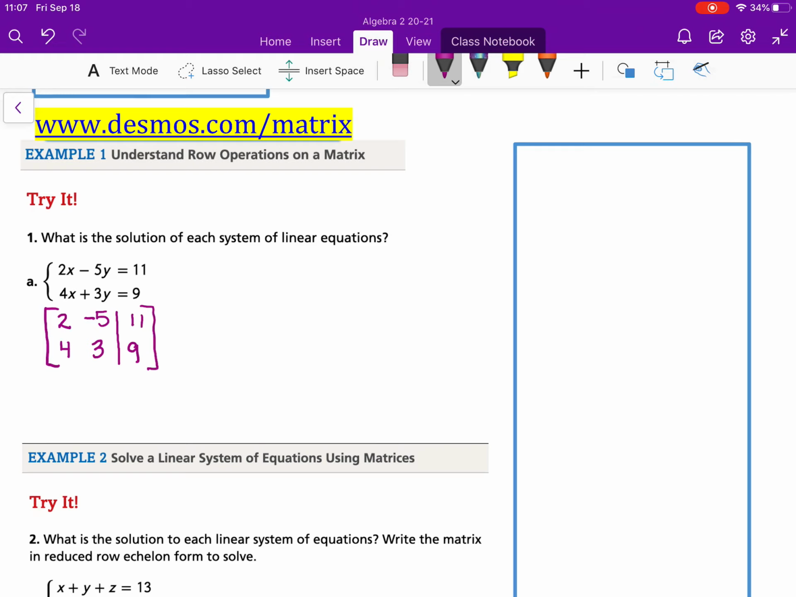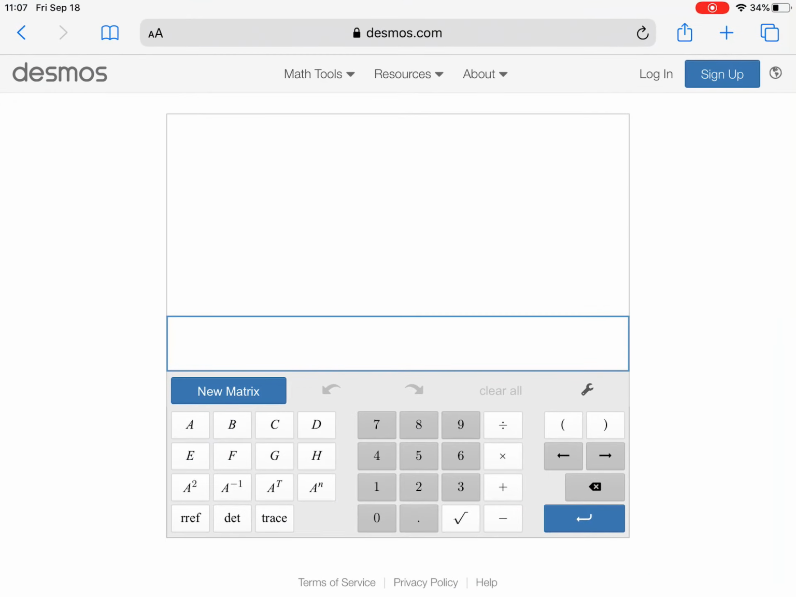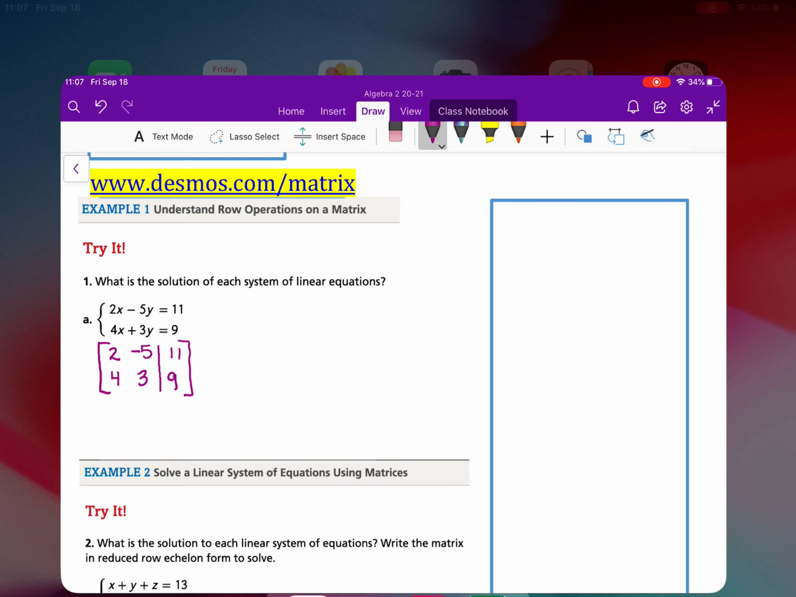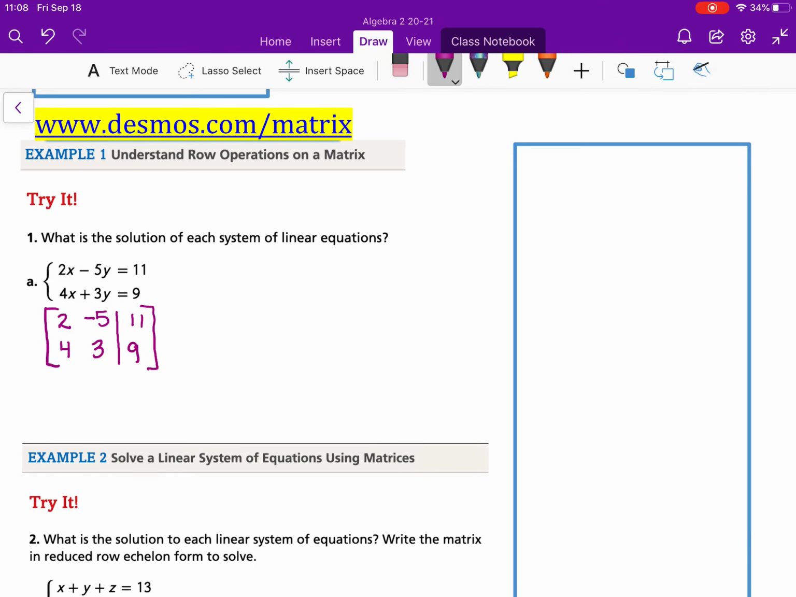All right. And the next thing I want you to do is go to www.desmos.com/matrix. Even if you have been doing Desmos from an app, I personally have not found Matrix as an app. So even on my iPad here, I have to open up Safari, which is the desmos.com/matrix website. So you'll see this. And we're going to do a new matrix. We need to edit how many rows by column it is.